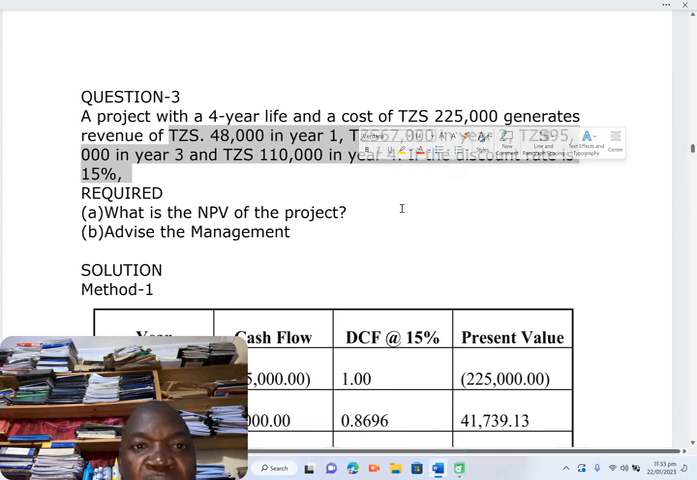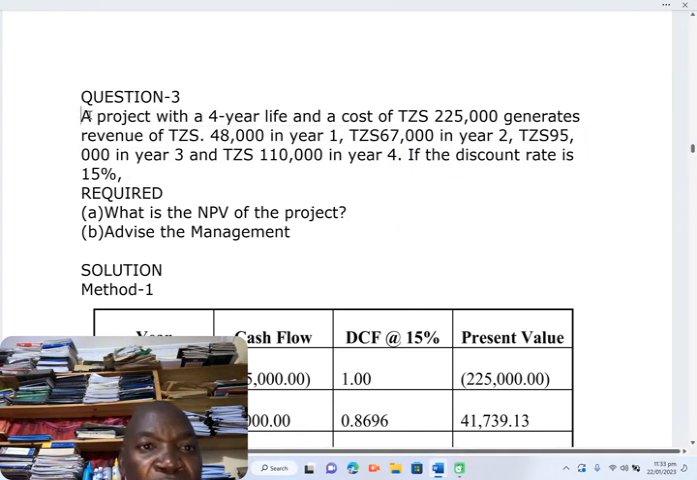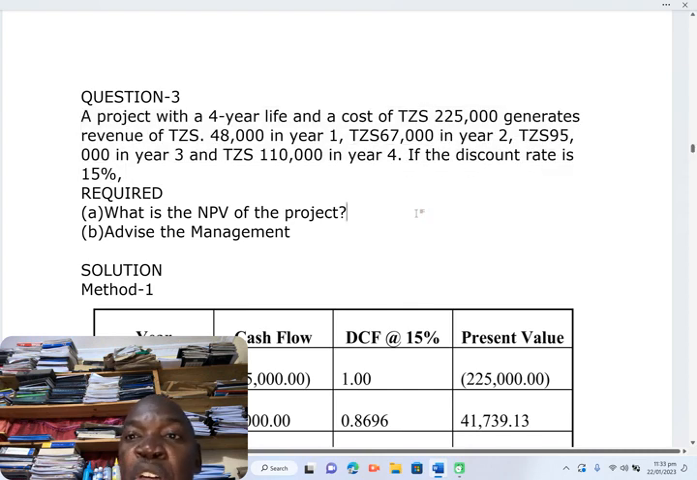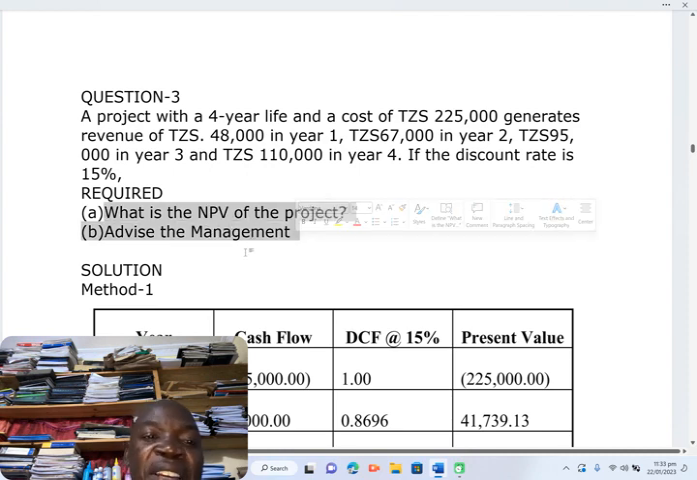Now let us see if there is a technical issue here. A project with a 4-year life and the cost of investment is 22500, generates revenue of 48 in year 1, 67 in year 2, and 95 in year 3, and 110 in year 4. If the discounting rate is 15, then compute NPV and advise the management.